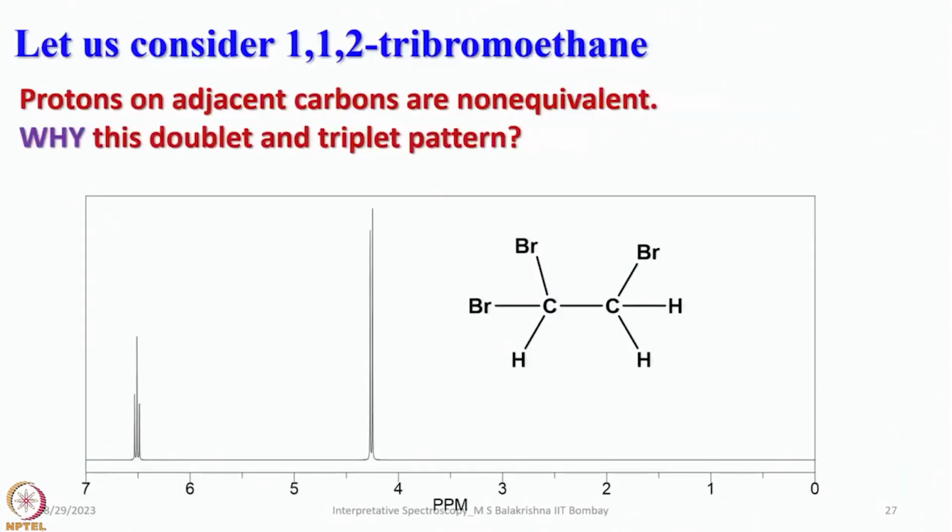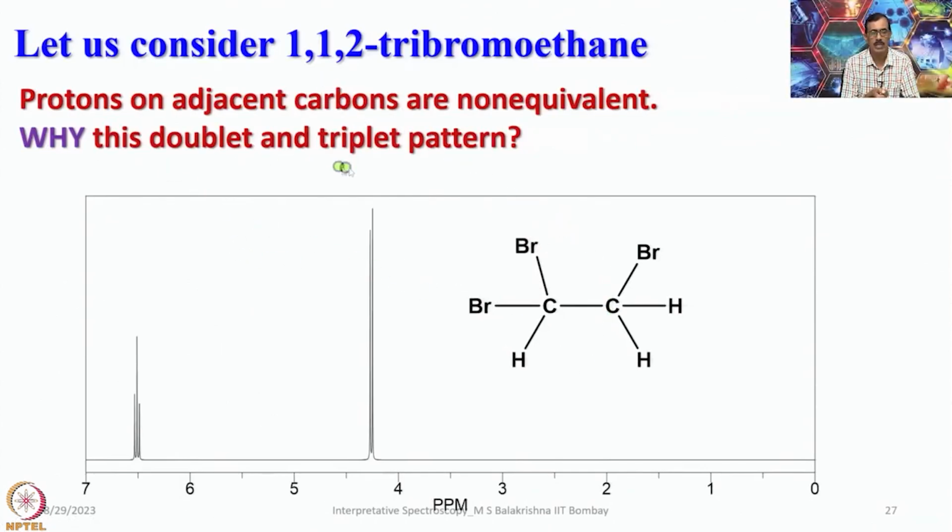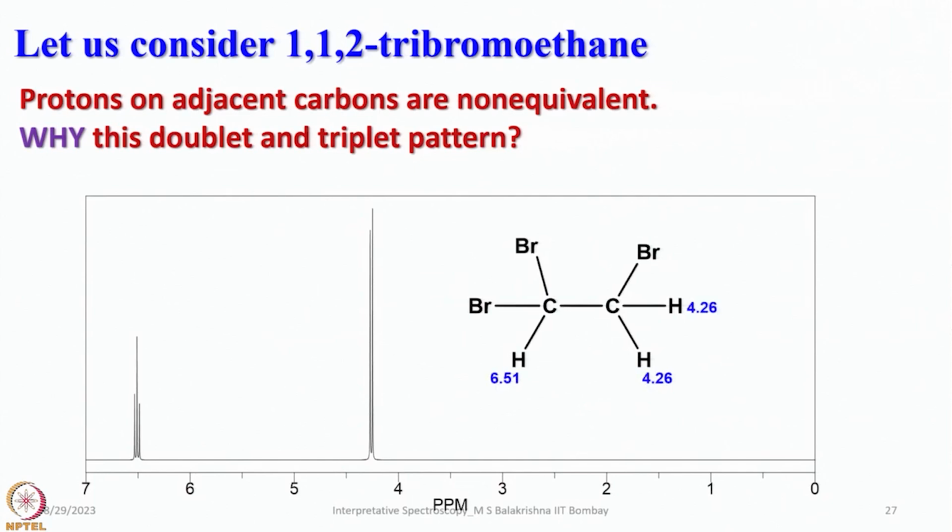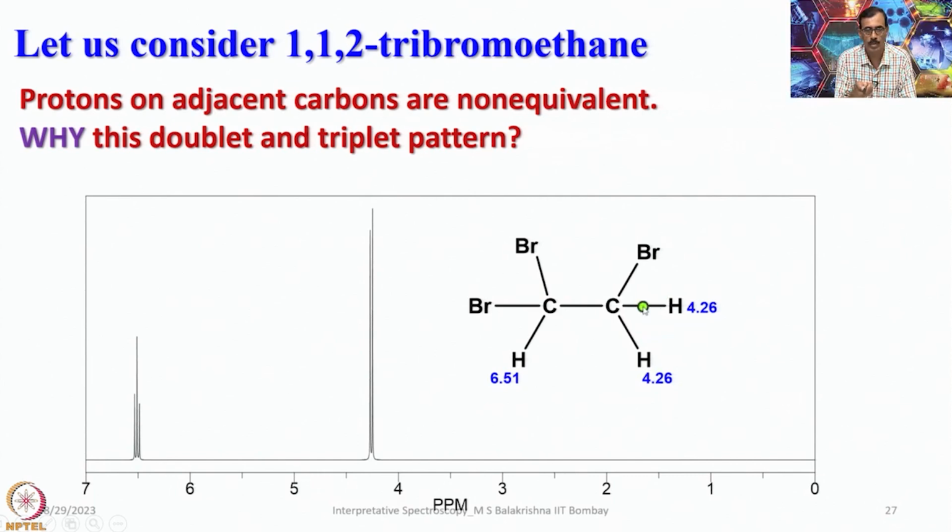Now let us consider 1,1,2-dibromoethane. The protons on adjacent carbons are non-equivalent. So why a doublet and a triplet? This one shows a triplet, whereas these 2 show a doublet. Let us look into how that happens. The values are given here: you can see 4.26, and these 2 are showing a doublet, whereas the other is centered at 6.51.